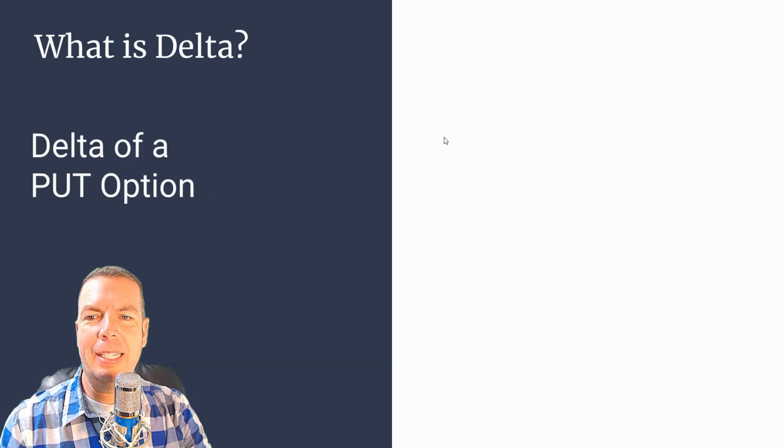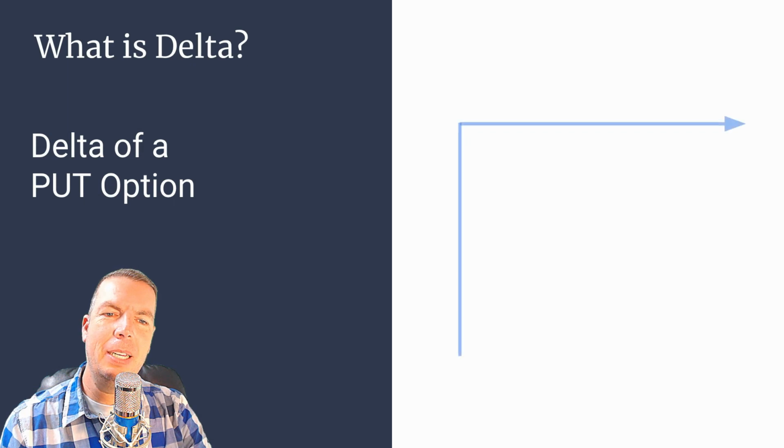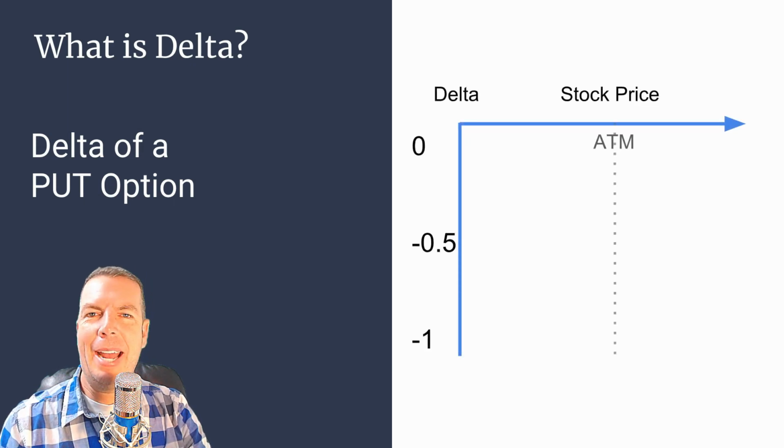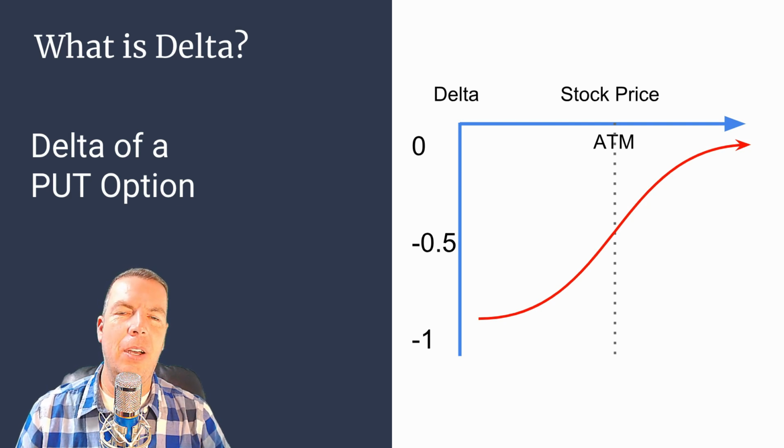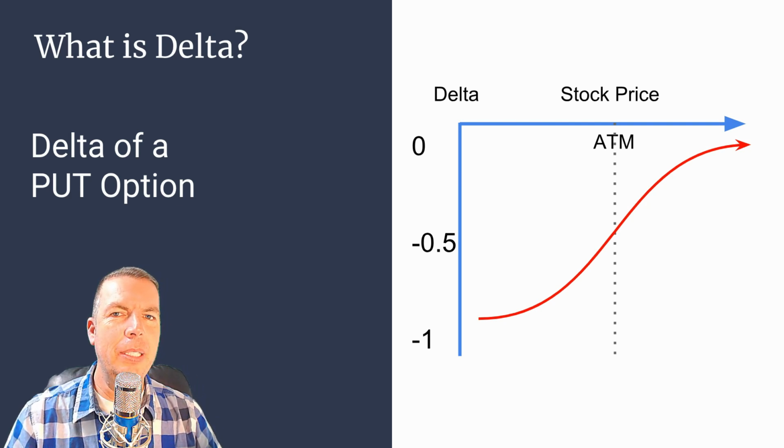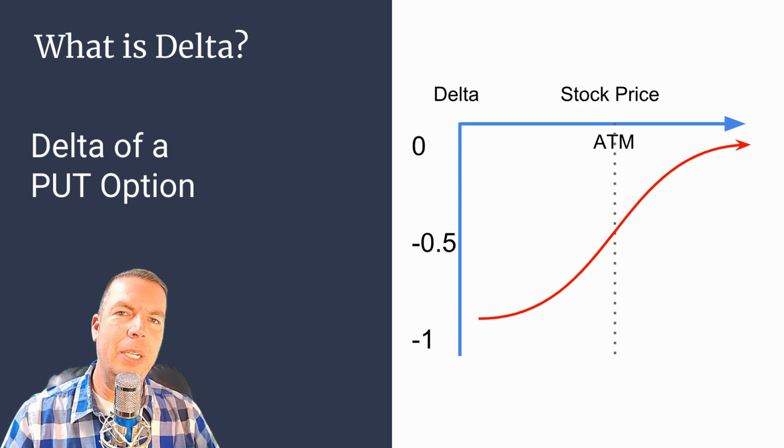Now let's take a look at the delta of a put option. Now the graph of a delta of a put option is a little bit different because we start out at a -1. So when we're talking about delta, again, remember it's based on a positive increase in the stock price. So what is a positive increase in the stock price going to do to affect our put options?